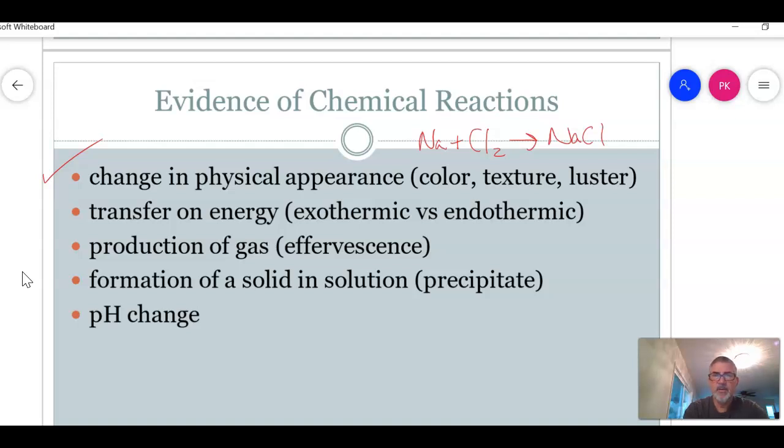Transfer of energy. When I do this, it releases energy. When I combine these, there's a spark, a flash of light, and then I make it. So it's exothermic, meaning releasing energy, and endothermic means absorbing energy. We'll talk about those next semester in great detail. So transfer of energy. The production of gas, or effervescence, or the formation of a solid or a precipitate. It could occur with a pH change. So those are all evidence of chemical reactions.